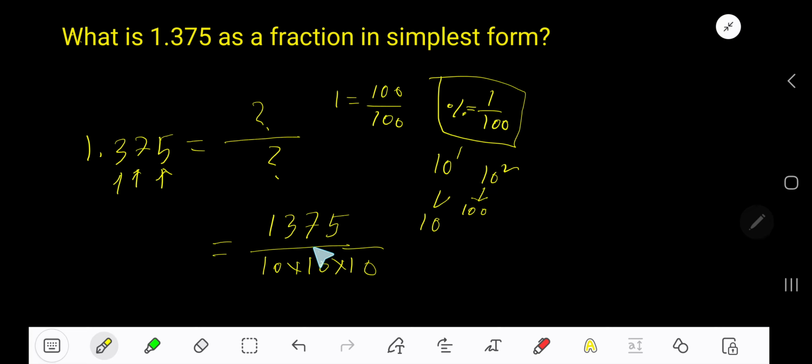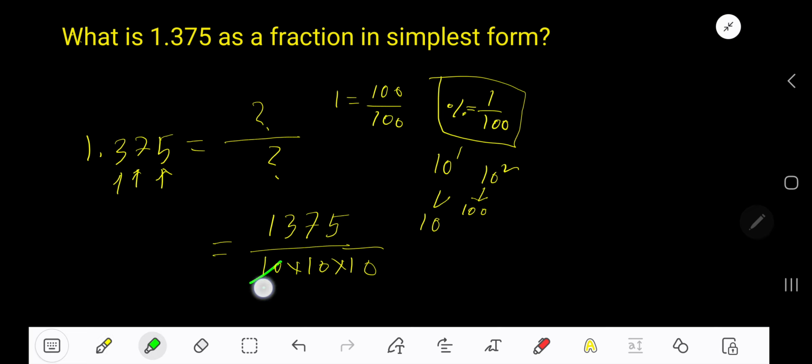Now we need to reduce this fraction. How to do that? If you want to reduce or simplify this fraction in one step, then you need to divide the numerator and denominator by the greatest common factor or divisor. If you want to simplify this fraction in multiple steps, then you can divide the numerator and denominator by a common factor. This number has 5 at the end, so this is divisible by 5. This has 0 at the end, so this is divisible by 5.